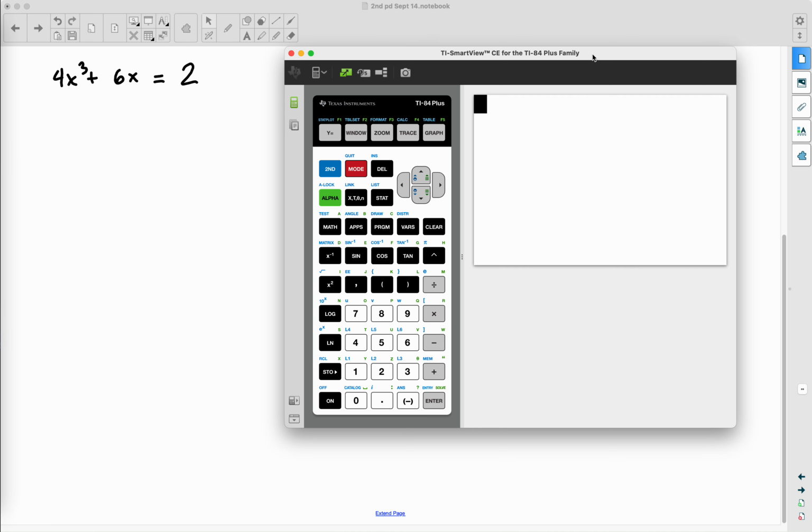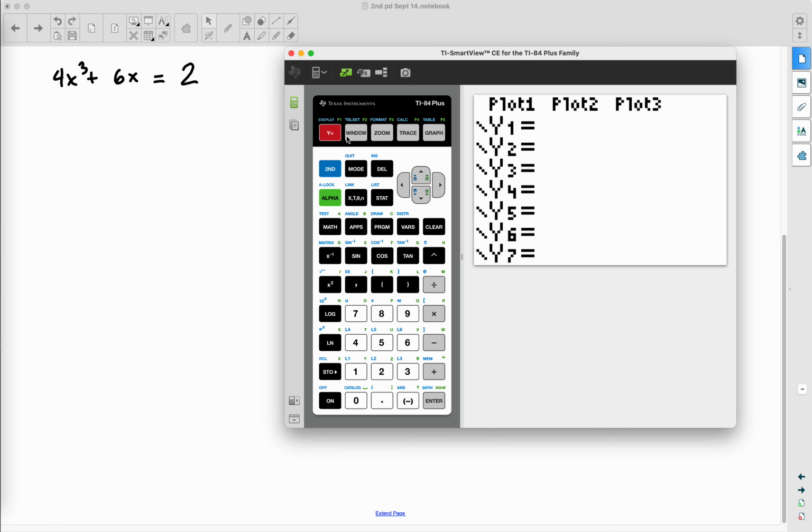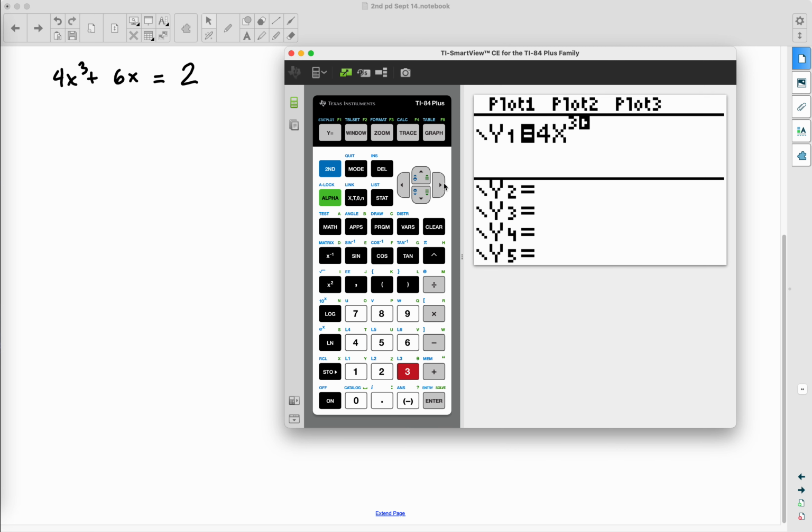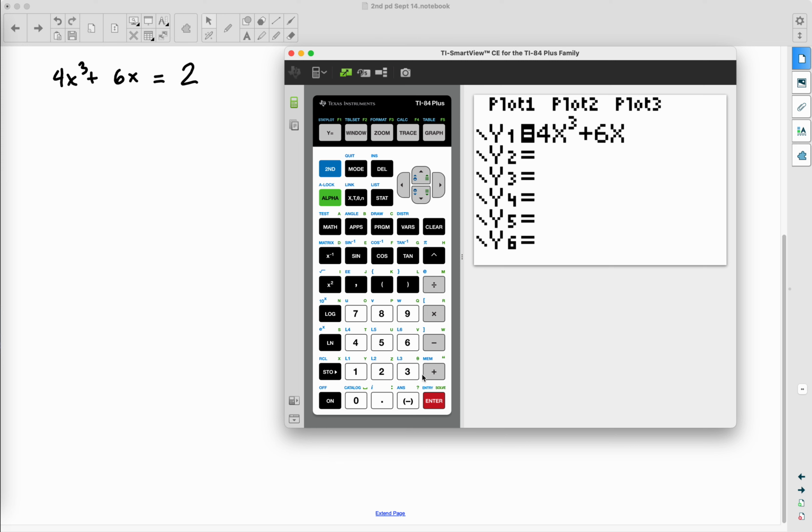Video showing you how to solve an equation with a TI-84. There's a couple ways. I think graphing is probably what you mainly go for, so I'll start with that. You go to y equals and enter the left side of the equation, 4x to the third, arrow to get out of that exponent, plus 6x, and then hit enter because we're graphing just the left side, and then on the second line y equals 2.